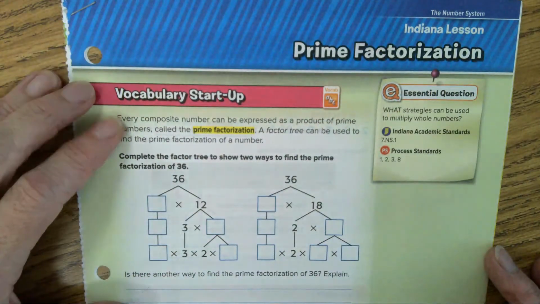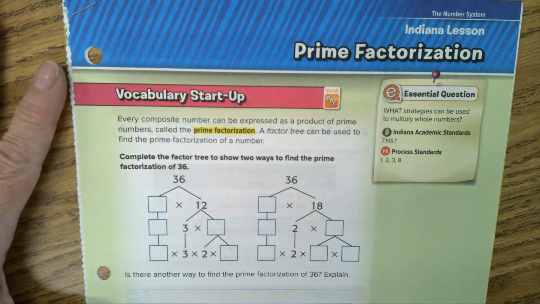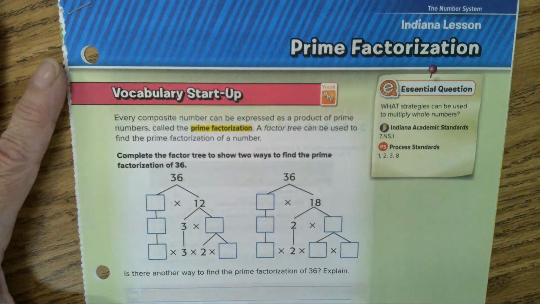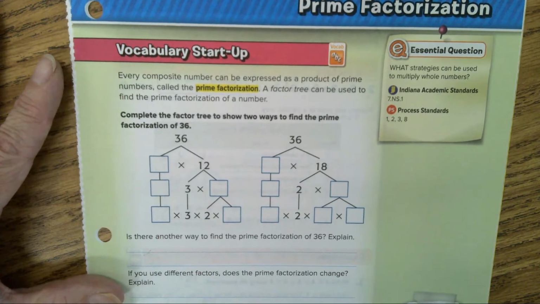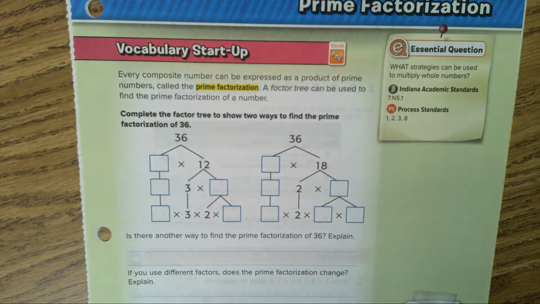Vocabulary startup. It says, every composite number can be expressed as a product of prime numbers. This is called the prime factorization. A factor tree can be used to find the prime factorization of a number. Now here, your factor trees do not always look alike. I'm going to fill out these boxes, and then I'm going to show you another way to do the problem.